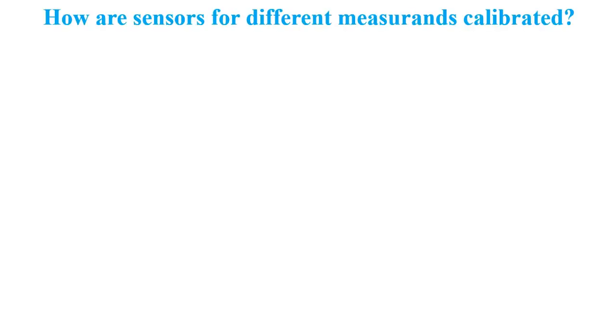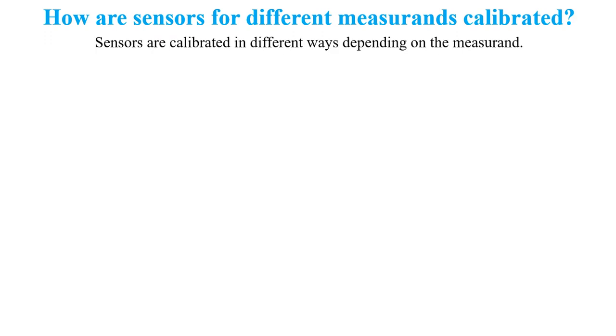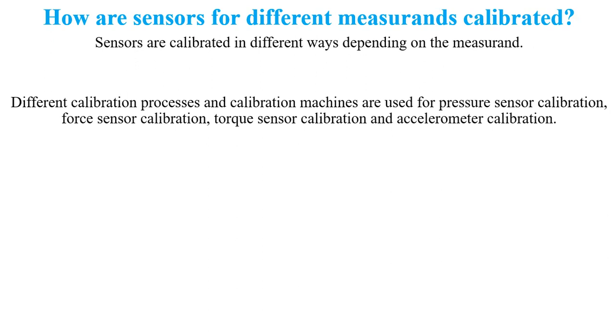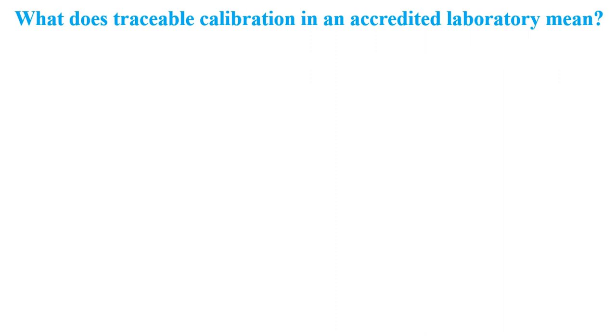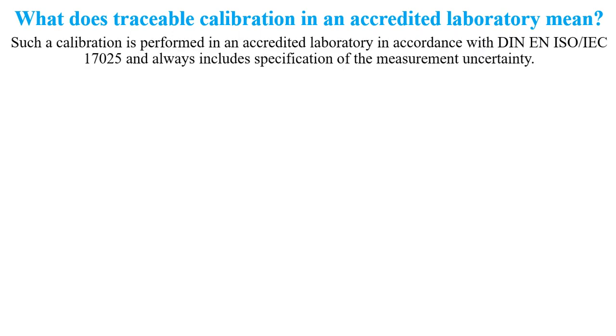So how are sensors for different measurements calibrated? Sensors are calibrated in different ways depending on the measured quantity. Different calibration processes and calibration machines are used for pressure sensor calibration, force sensor calibration, torque sensor calibration, and maybe accelerometer calibration.